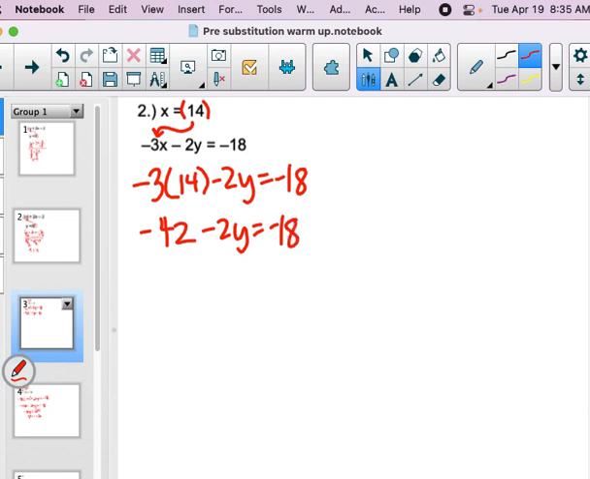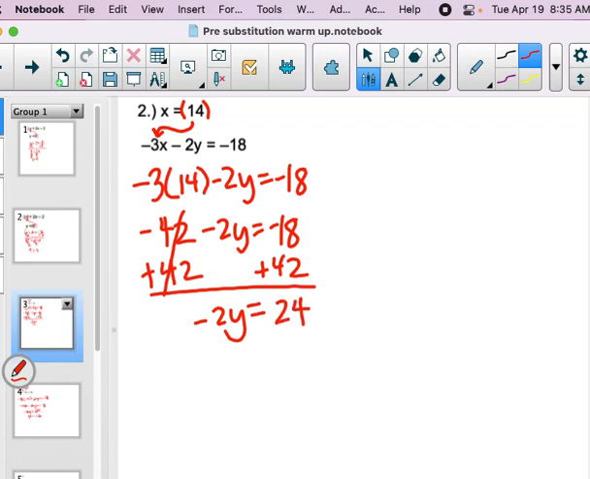And so then I'm going to add 42 to both sides. So negative 18 plus 42 is 24. So I'm going to have negative 2y equals positive 24. Divide both sides by negative 2. And I know that the value of y is now negative 12.